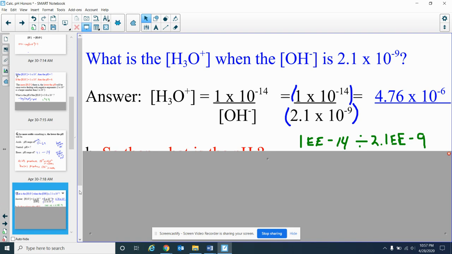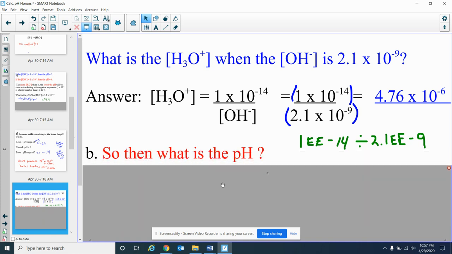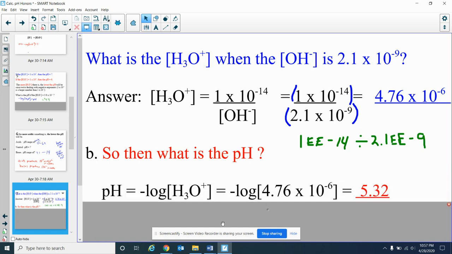Okay, so that would be the hydronium ion concentration when we were given the hydroxide concentration. So then what is the pH? The pH would be then minus the log of the hydronium ion concentration. Minus the log of 4.7 times 10 to the minus 6 is 5.32.